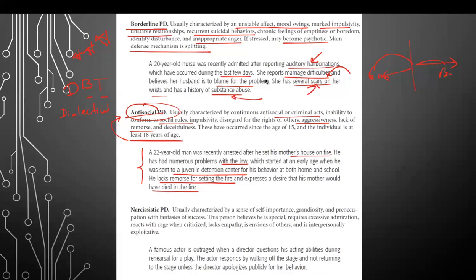And the same thing, paranoid personality disorder will affect their social and personal life, whereas delusional disorder will not affect their personal or social life.